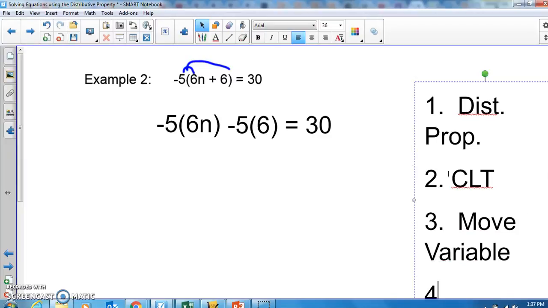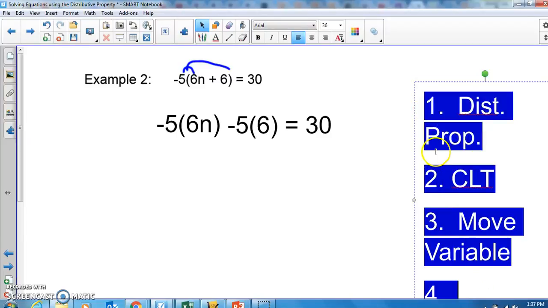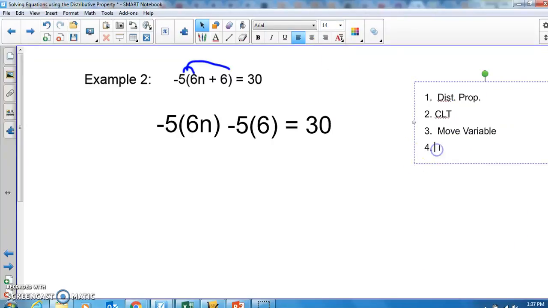Fourth thing that we're going to do is we're going to take care of addition and subtraction. Fifth thing, multiplication and division. And the sixth thing, check work.